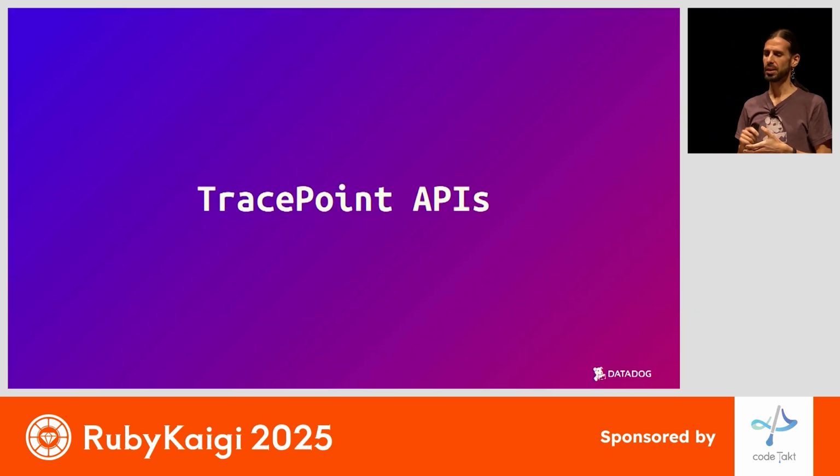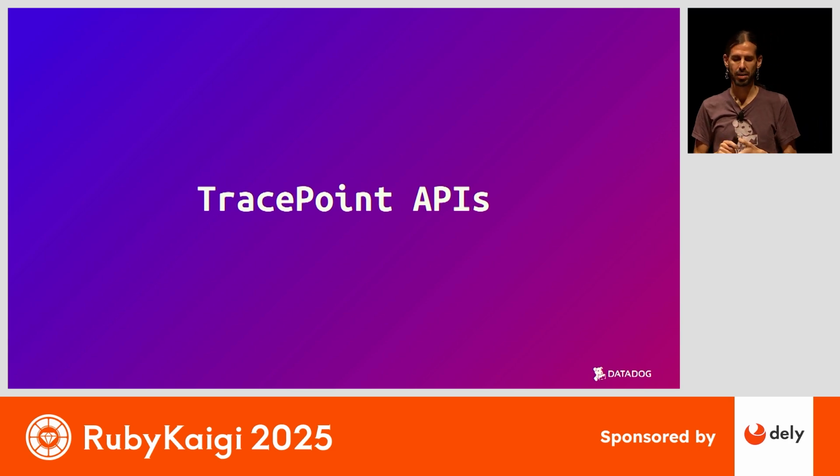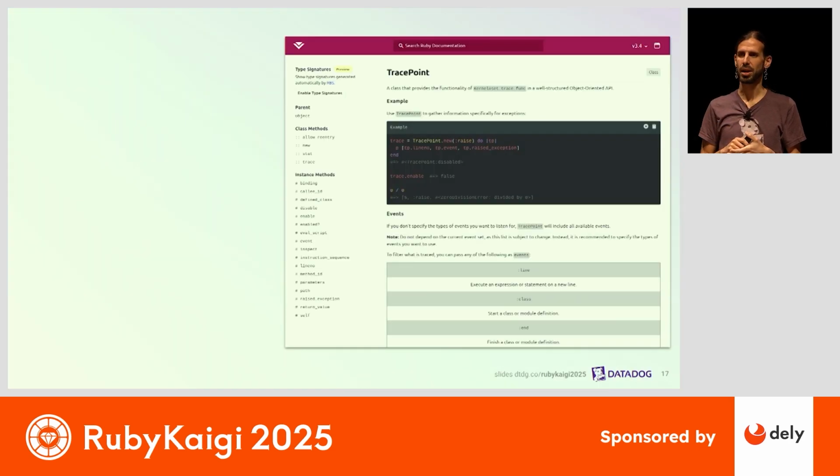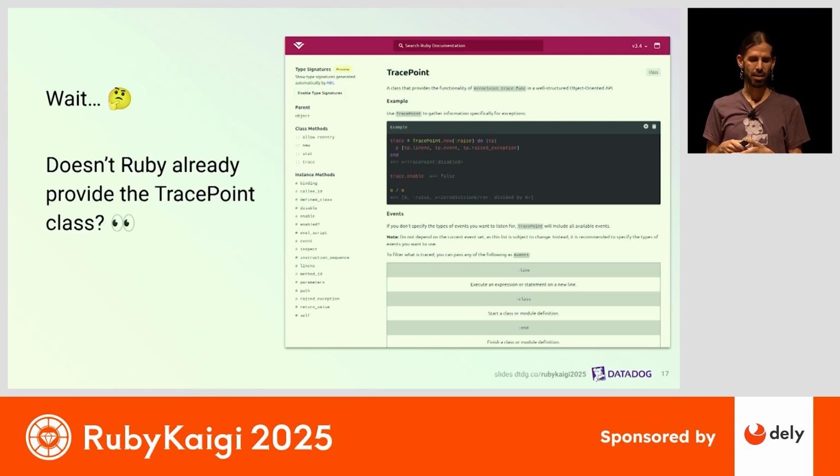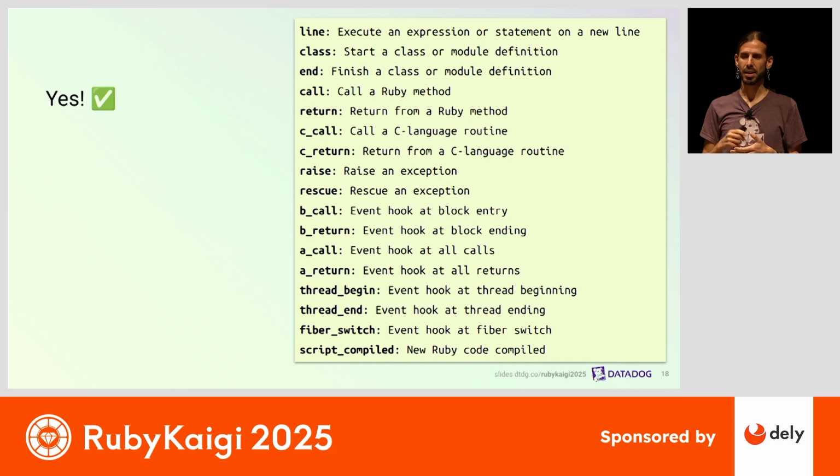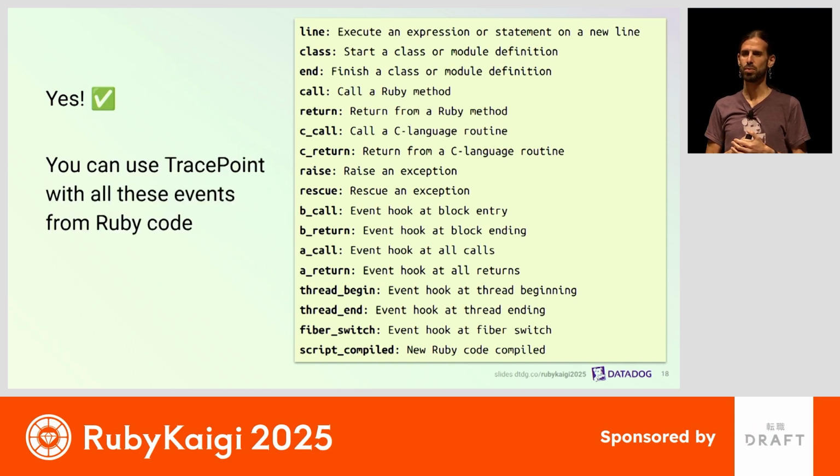OK, so let's talk about the tracepoint APIs. The first thing you might think when I say tracepoint APIs is, wait, doesn't Ruby already have the TracePoint class? It's right there in the documentation, really great documentation, a really amazing tool. And yes, that's the answer. You can use the Ruby TracePoint class with all of these events. You can use it to figure out when a method gets called, when a method returns, when a class gets defined, when an exception gets raised, etc.